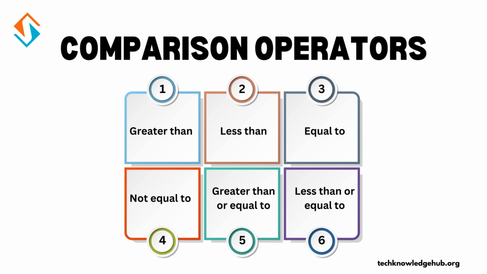Comparison operators are extremely useful when you need to make decisions in your program, such as deciding if one value is larger or smaller than another. Combined with conditional statements, they allow you to control the flow of your program.